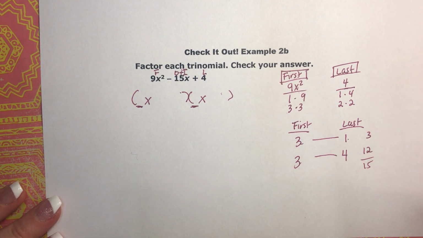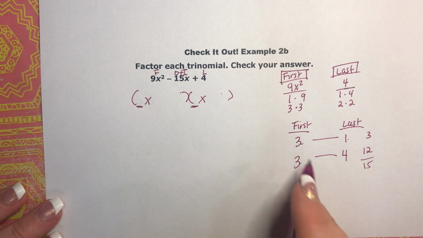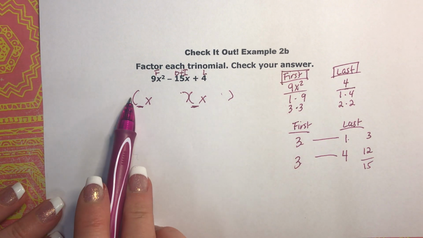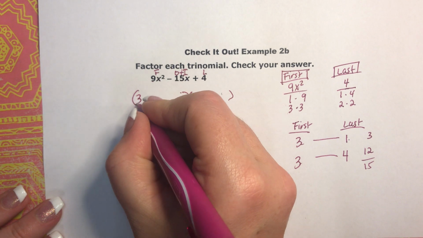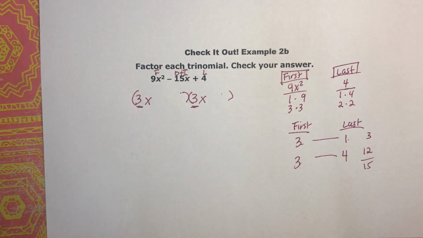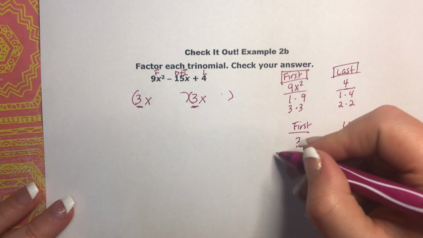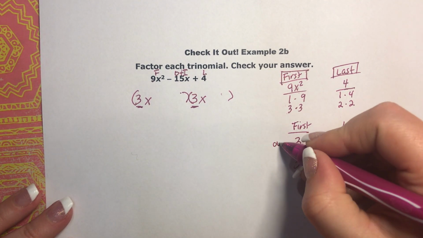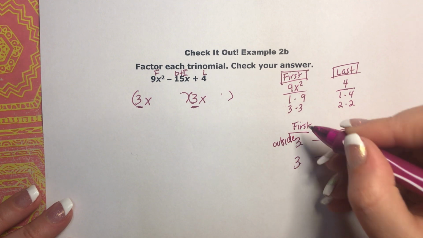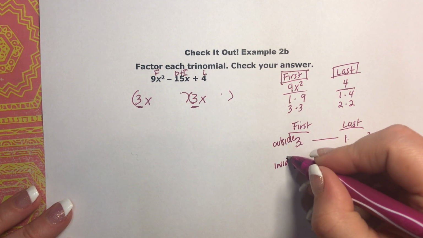This one's pretty easy because it's just 3 and 3, right? It's the same for the first. So I got to put that here and here. So we know we're going to go 3 and 3. And then, you can call this one the outside. It doesn't really matter which one you call because they're both the same number. So let's call this our outside and call this our inside, right?